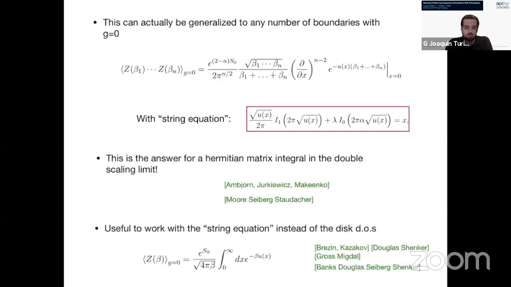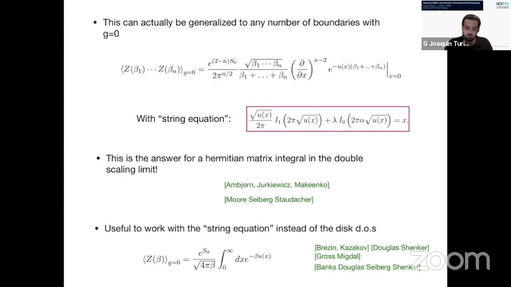But the main point is that we can repeat this calculation of summing over defects for any number of boundaries, and we get a formula like this, again in terms of a function u of x. And now the u of x, which I will call the string equation, has this term that corresponds to JT gravity, and this is the term that corresponds to one defect. And this result at genus 0 for any number of boundaries is the general answer for a Hermitian matrix integral in the double scaling limit found by these authors.